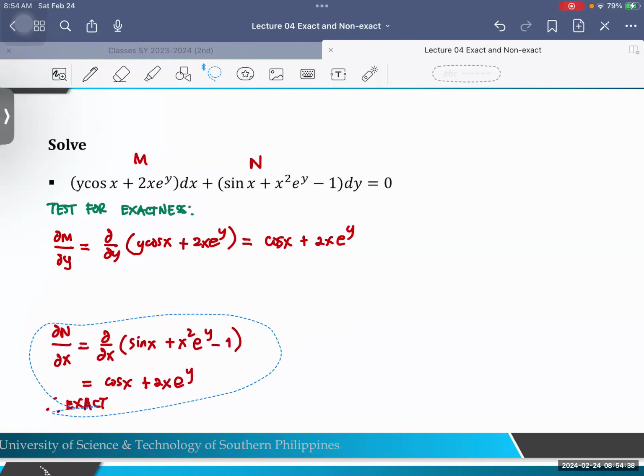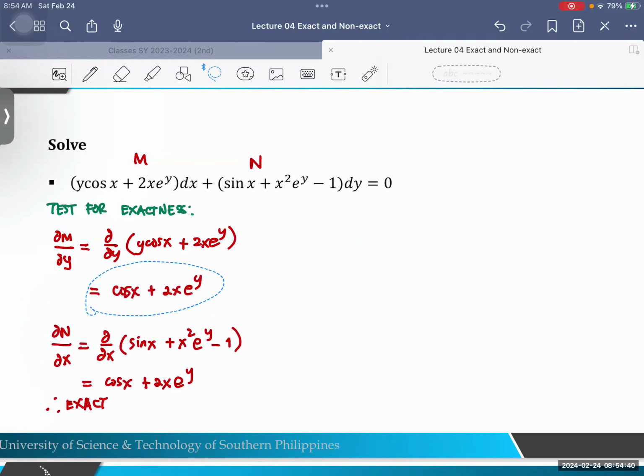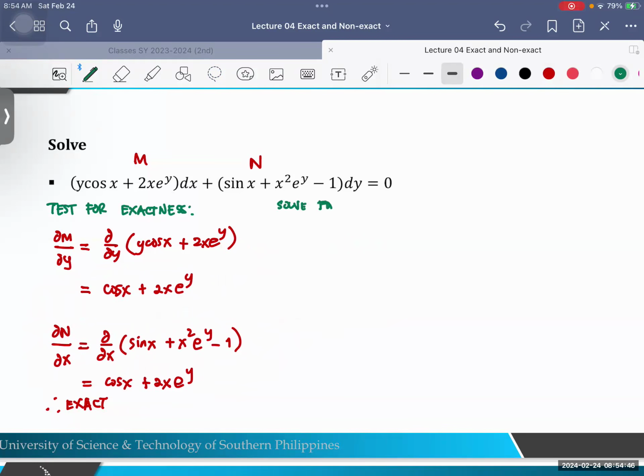Kung exact siya, mag-solve ta og F. Okay. Solve for F. Kaya murag taas-taas ni siya class. Solve for F. That is y na pod. Say yx equal to m. Okay, so separate. We have m, y cosine x plus 2x e to the y dx. Okay.